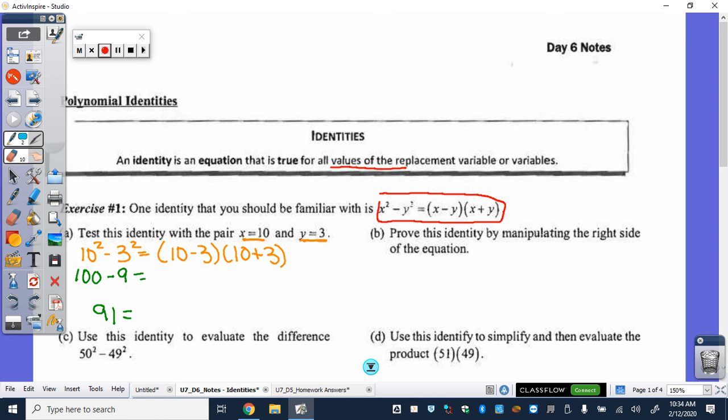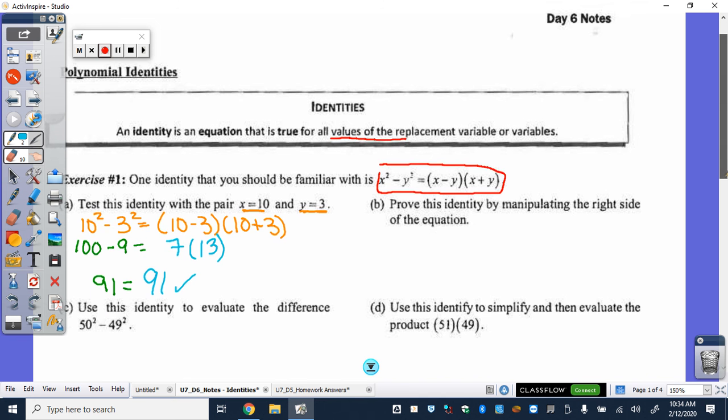We're going to see if the right side gives us the same thing. So 10 minus 3 gives me 7. 10 plus 3 gives us a 13. So 7 times 13 is 91. And that gets a check because 91 does in fact equal 91.